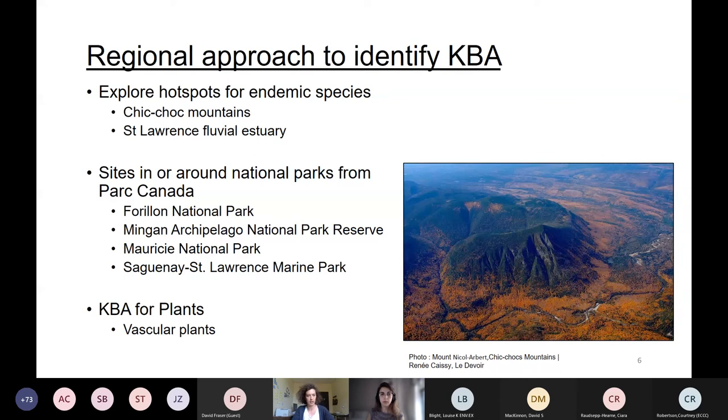We have met a lot of ecologists from Parks Canada and Quebec. And we also have identified most of the KBA for vascular plants, because we had the chance to have a very good collaboration with the botanist working for the government of Quebec that helped us to shorten the list of species and pinpoint the sites we needed to focus on.